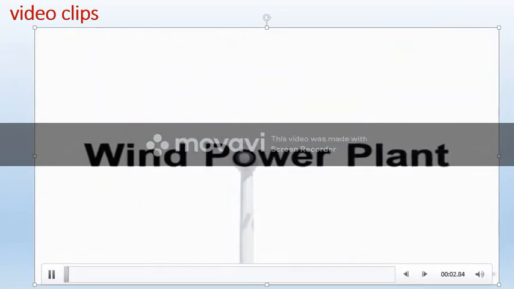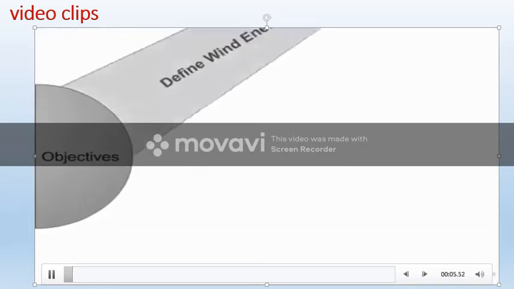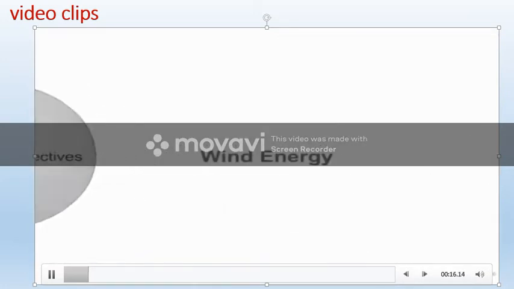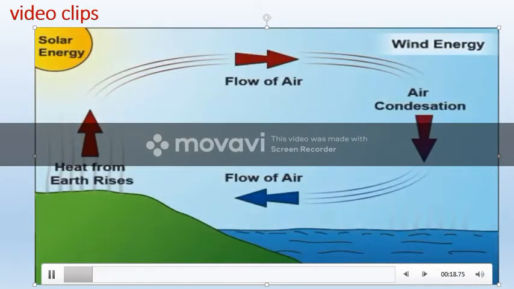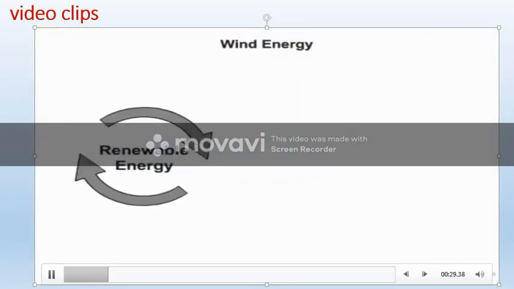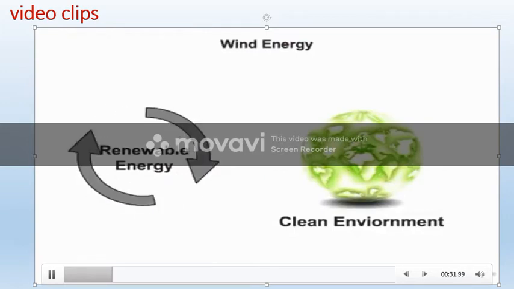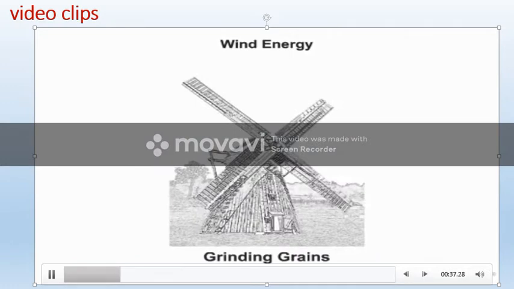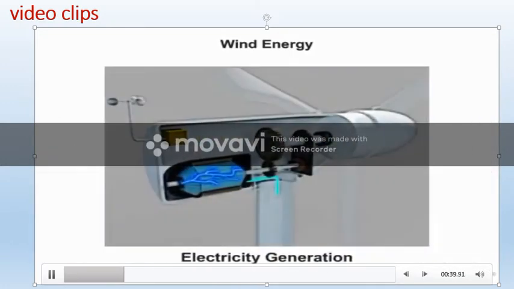Wind power plant. In this session, we will define wind energy, study the working principle of a wind power plant, and learn the application of a wind power plant. Wind energy is a form of solar energy which is produced because of the uneven heating of the earth by the sun. Wind energy is renewable energy and it helps to keep the environment clean. Wind energy can be used for sailing, grinding grains, electricity generation, etc.